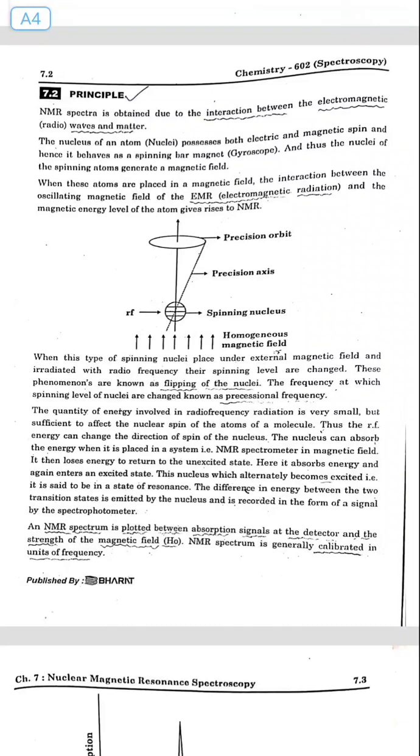Nuclear spin and magnetic moment. A spinning nucleus behaves like a tiny bar magnet due to its magnetic moment. When such nuclei are placed in an external magnetic field, which we call B0, they align with or against the field. This produces different energy levels.